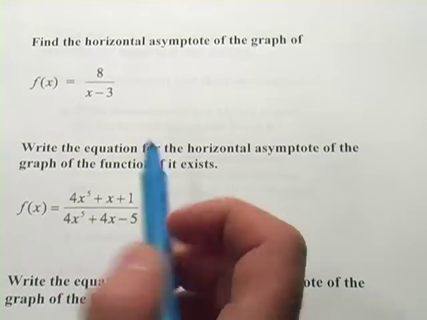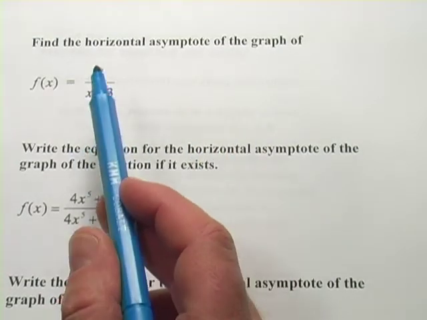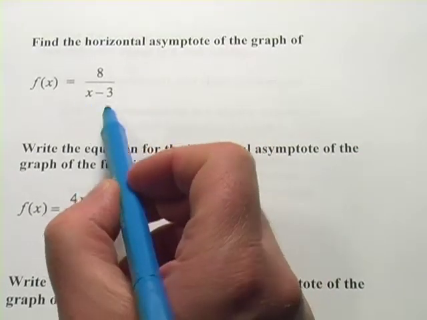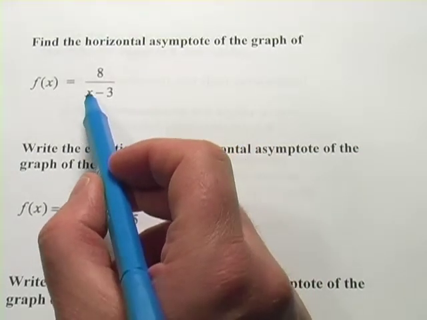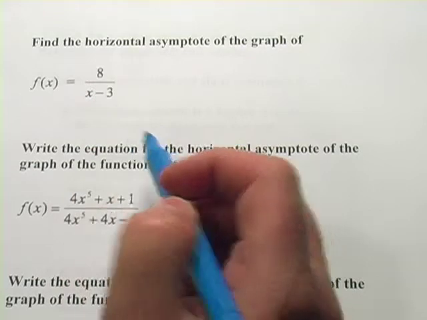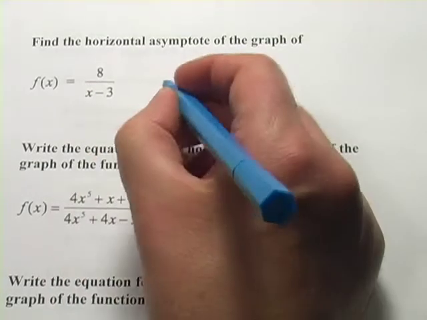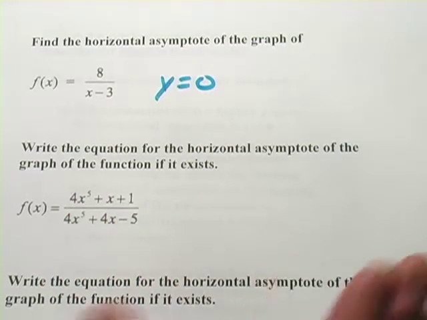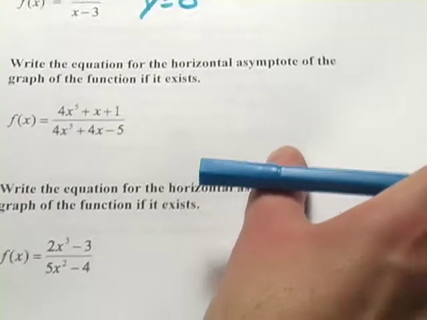This first one says, find the horizontal asymptote of this graph, 8 over x minus 3. Now this is a situation where the degree of the term in the denominator is bigger. We have x here, we just have a constant here. Whenever the bottom is bigger, the line is y equals 0. That's all there is to that. Let's take a look at this next one.